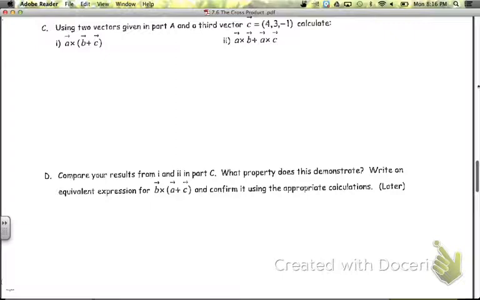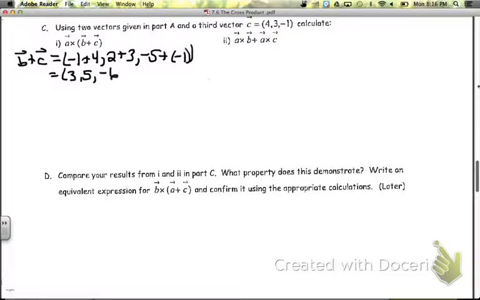Now in part C, using our two vectors given in part A and the third vector C, we want to calculate the cross product between A and B plus C. So what we need to do first is find B plus C. Remember from before, B was equal to negative 1, 2, and negative 5. So we just add our negative 1 plus 4, and 2 plus 3, and negative 5 plus negative 1. So that will be equal to 3, 5, negative 6.